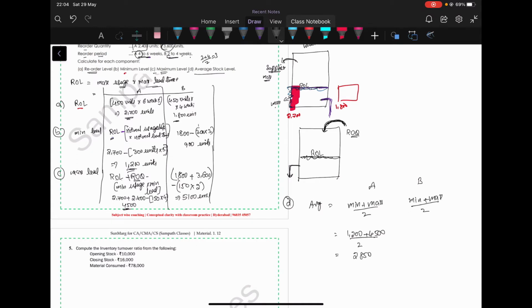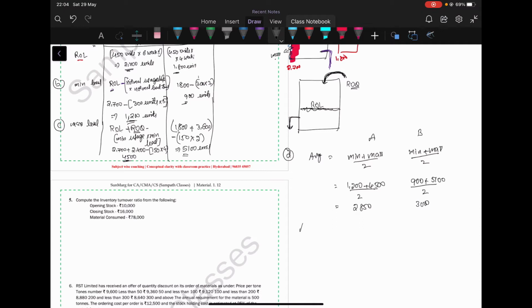For the product B, minimum units 900, maximum units 5100. 900 plus 5100 divided by 2 is nothing but 3000 units. See, this is formula 1, and the second formula, alternatively you can write the other formula, that is minimum level plus half into reorder quantity.